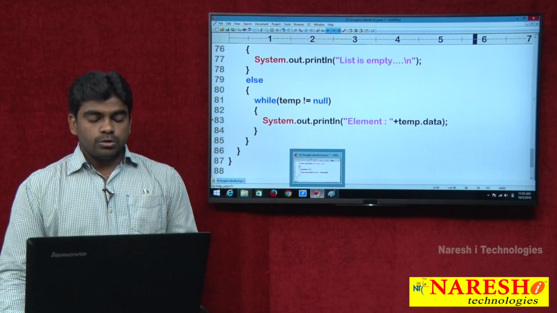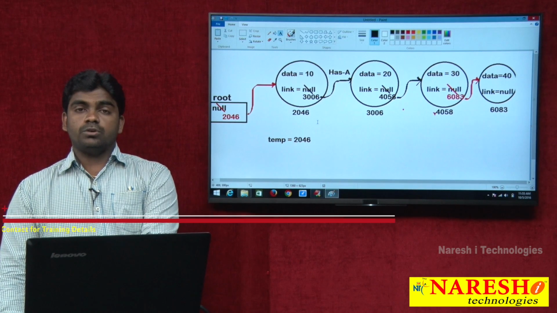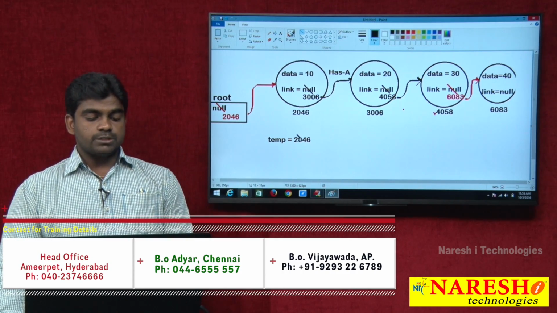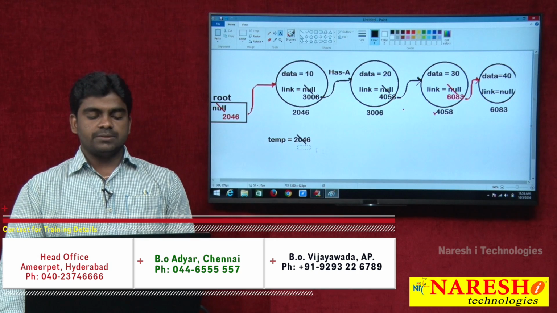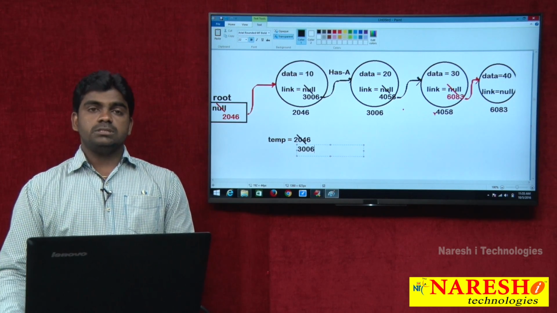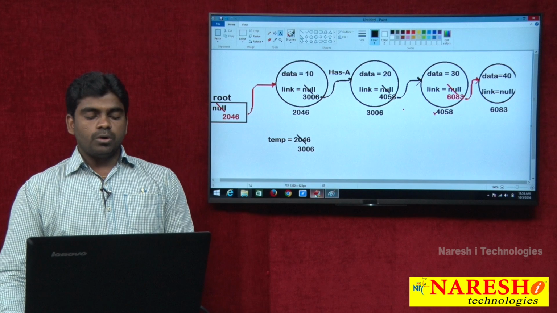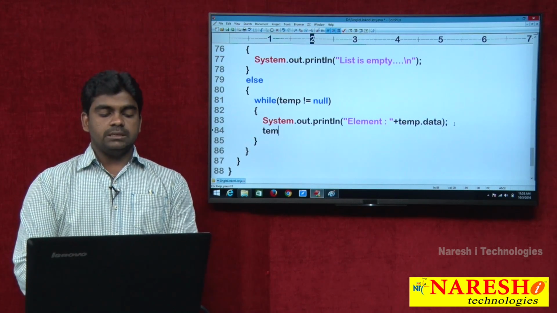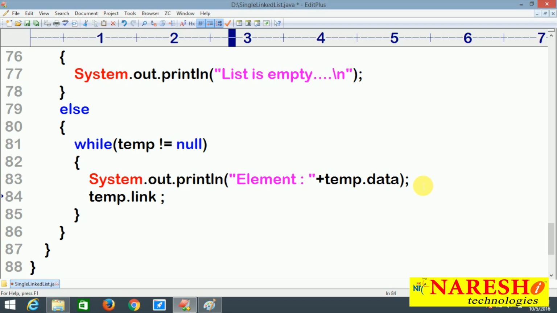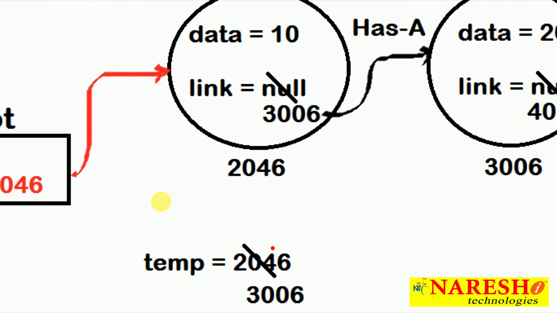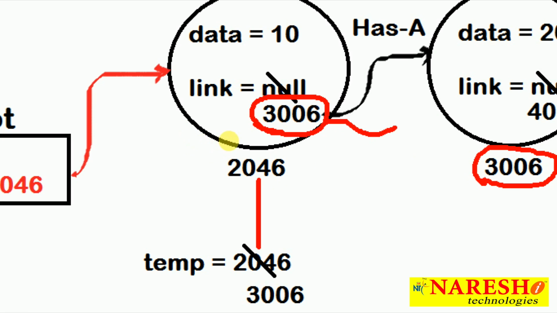After printing the first node value, we should send the control from the first node to the second node with the help of links. Temp now pointing to 3006, the second one. How is it possible? Very simple. Just temp.link value, nothing but the next node address, will be stored into temp. What is temp.link? Initially temp value is 2046. Temp.link is nothing but 3006. So that is the next node it is pointing to. Easily we can write. Okay.